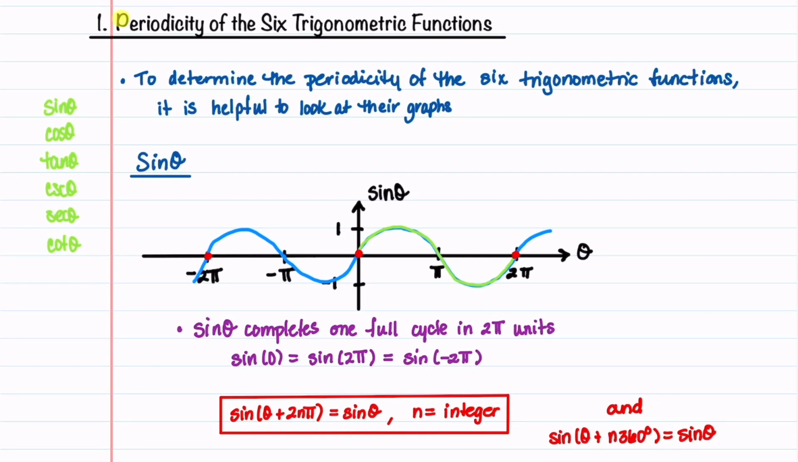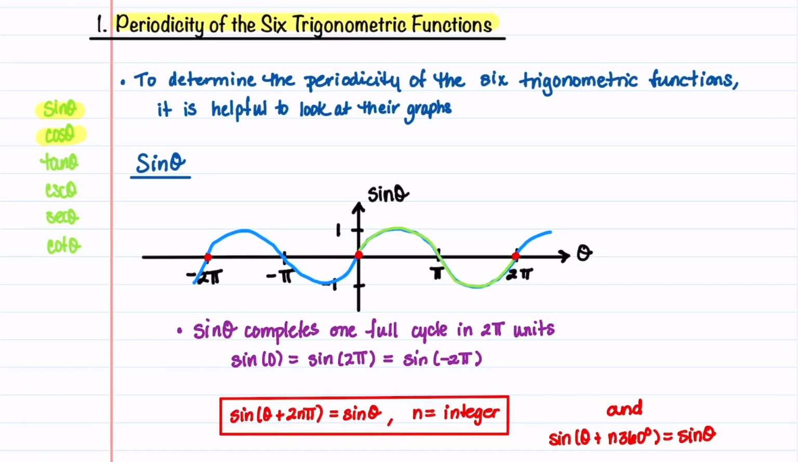To determine the periodicity of the 6 trigonometric functions, sine, cosine, tangent, cosecant, secant, and cotangent, it's helpful to look at their graphs. We'll start with the sine function. Sine theta completes one full cycle in 2 pi units, and it repeats when you add or subtract 2 pi. This identity can be written as sine theta plus 2n pi is equal to sine theta, where n is an integer. It can also be written in terms of degrees.